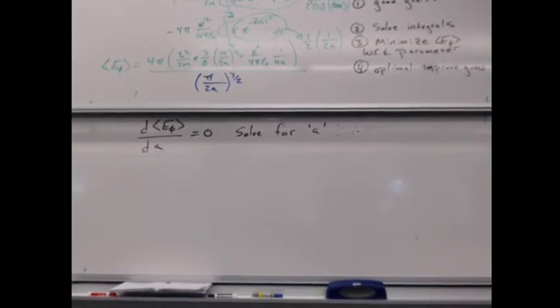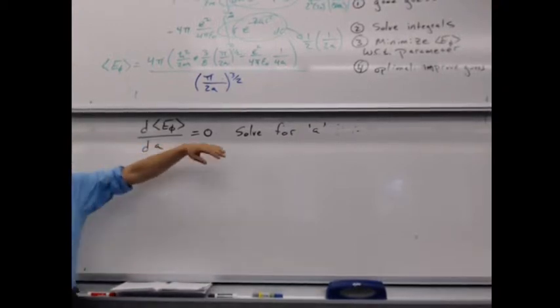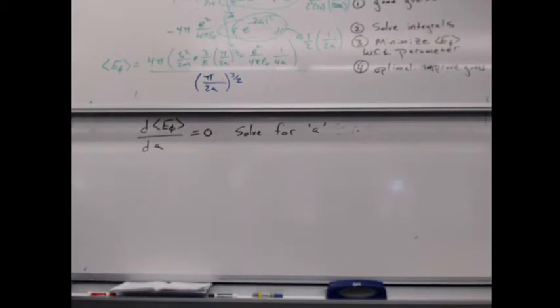Possible we get a maximum. That's why we have to be careful about making sure we have good guess functions. We have to be careful making good choices, but if we solve correctly and pay attention, this will give us a minimum. So this is going to give us a way to find that approximate ground state energy.